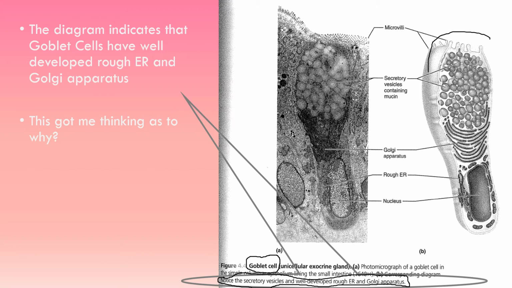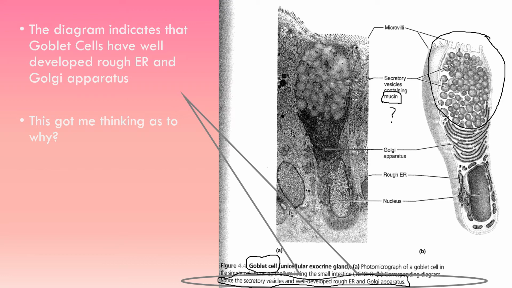So we can see in the diagram there's thousands and thousands of vesicles. Now, it says it's containing mucin, not mucus, but mucin. Interesting. I'm not sure what that is. So I thought, let's find out about that. What is mucin? So I'll put a question mark on that.